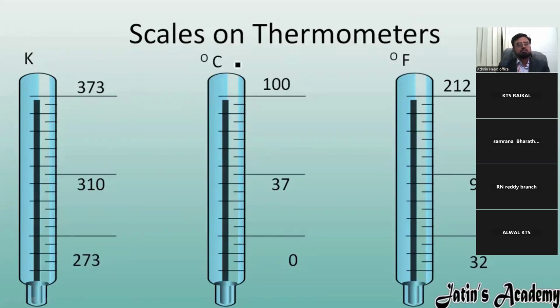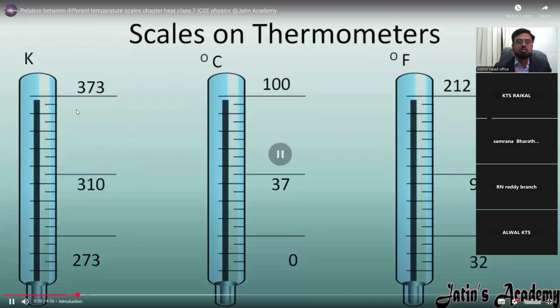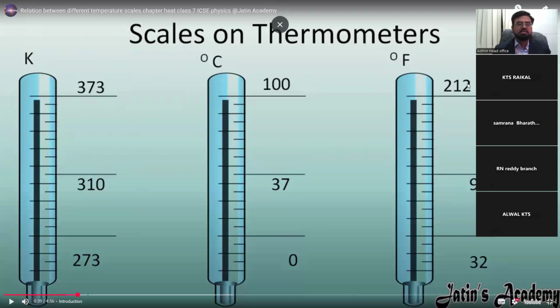Similar manner, we are having degree Celsius. In degree Celsius, 0 degrees is regarded as lower fixed point and 100 is the upper fixed point. And in degree Fahrenheit, 32 degree Fahrenheit is regarded as lower fixed point and upper fixed point is regarded as 212. See here, very interesting.